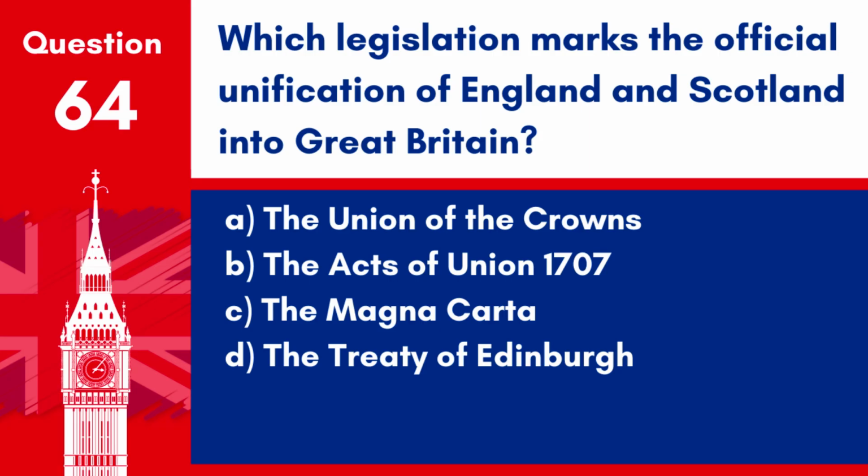Answer: B. The Acts of Union 1707. The Acts of Union 1707 marked the official unification of the kingdoms of England and Scotland under the name of Great Britain, creating a single united kingdom.